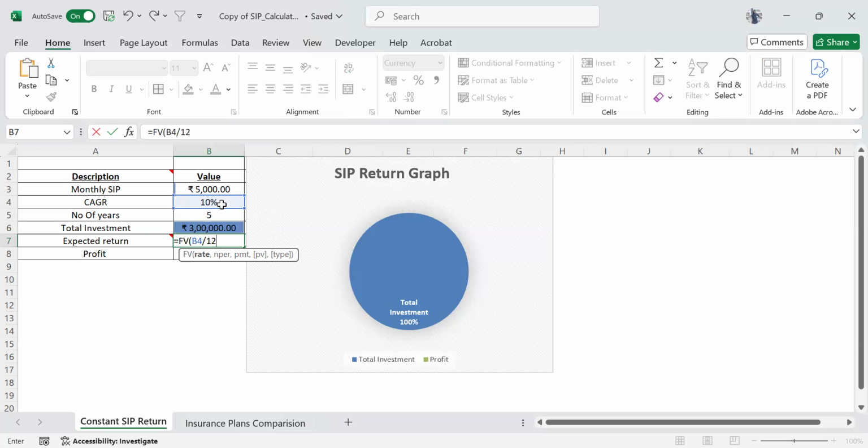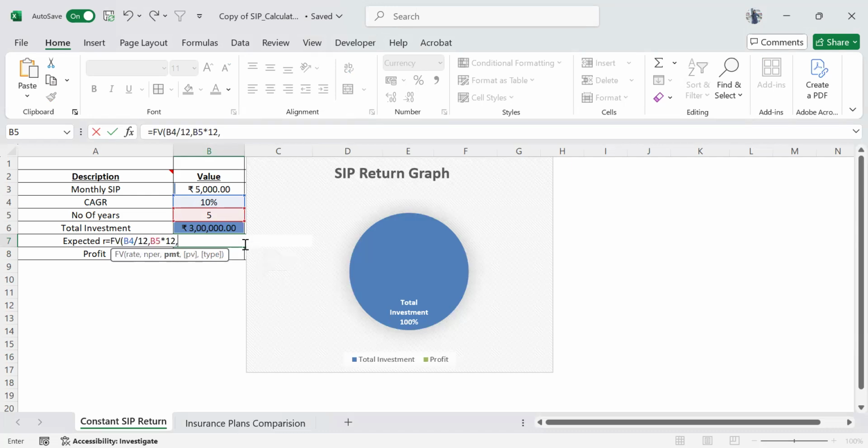Once it is done, we will go for the next thing that we have to input over here, that is the number of years we want to stay invested. In this case, it is B5. Again, it is per year, so we will have to convert this into per month. We have to multiply this by 12. So here what we receive is the total number of months that we are investing.